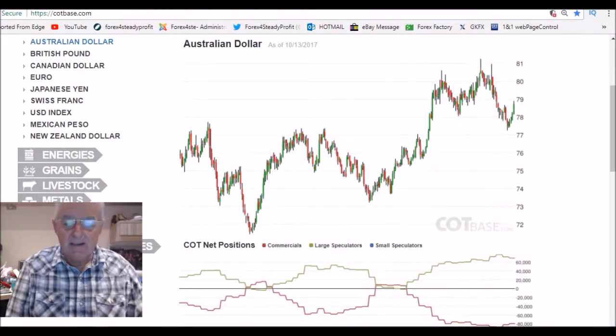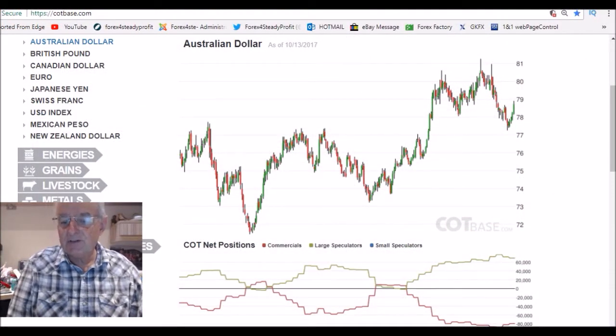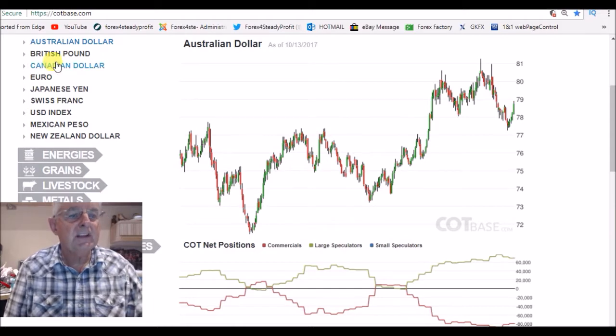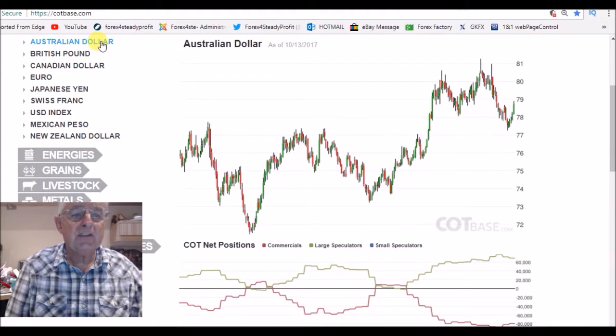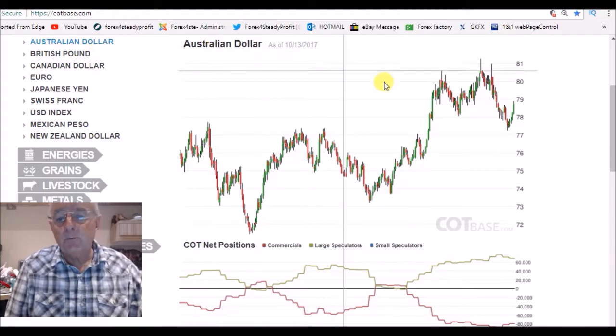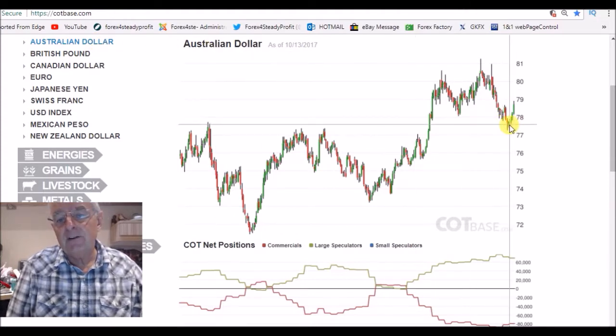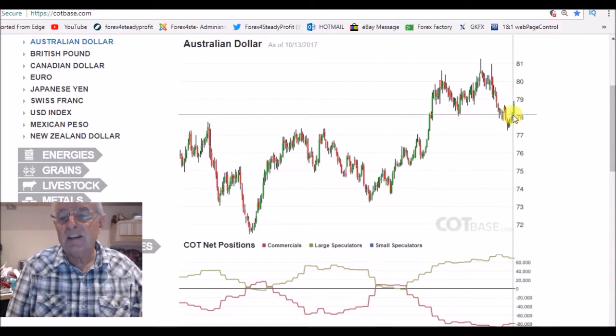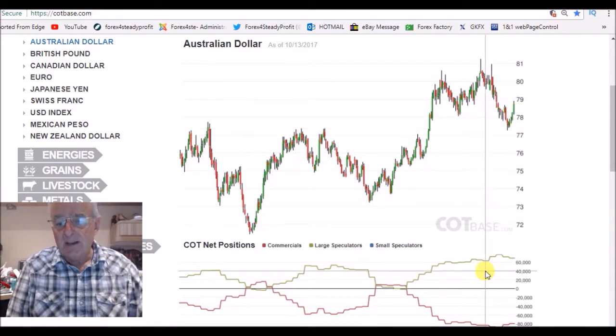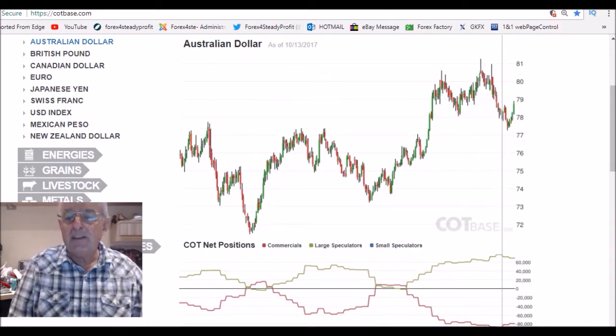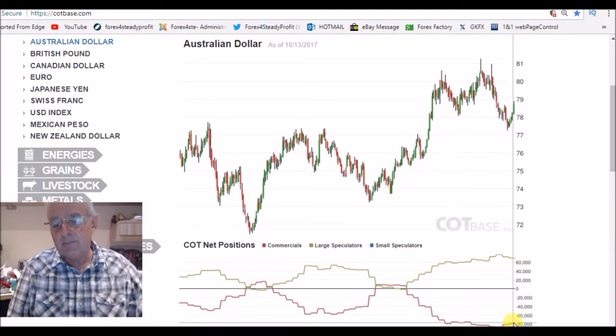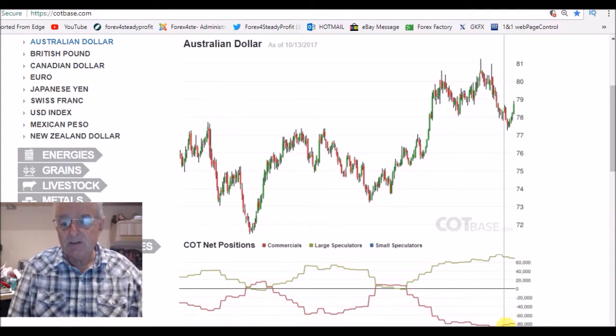And welcome. It's the 15th of October, and we're going to do the Commitment of Traders report, and we'll start as ever with the Australian dollar. We've seen a little bit of a pullback over the last week or so, 6 or 7 trading days, and I think this is going to fail, and I see the Commitment of Traders are very bearish of this pair. It's an extreme bearish position.